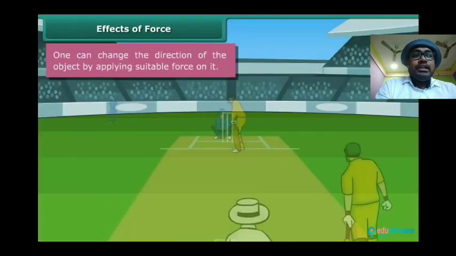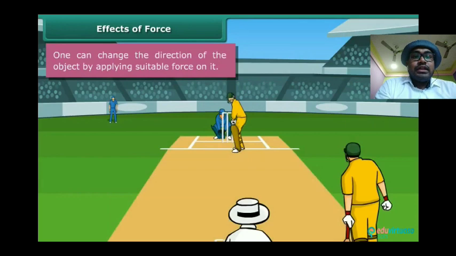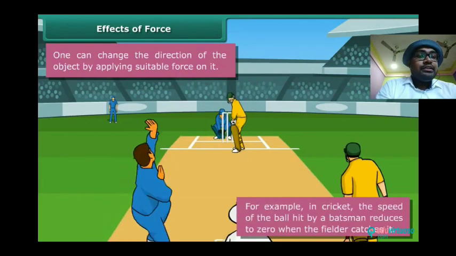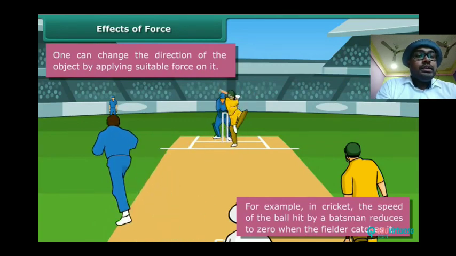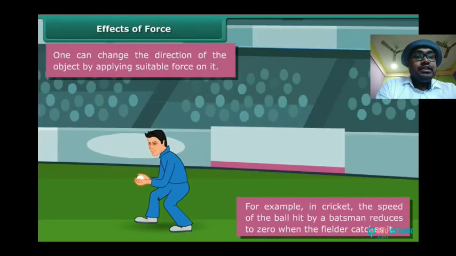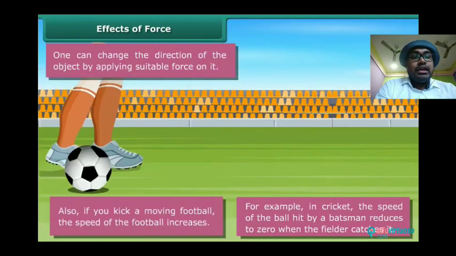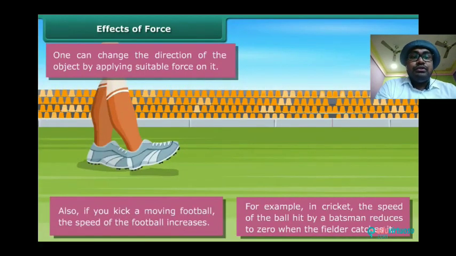Now, see, one can change the direction of an object by applying suitable force on it. For example, in cricket, the speed of the ball hit by a batsman reduces to zero when the fielder catches it. Also, if you kick a moving football, the speed of the football increases, right?